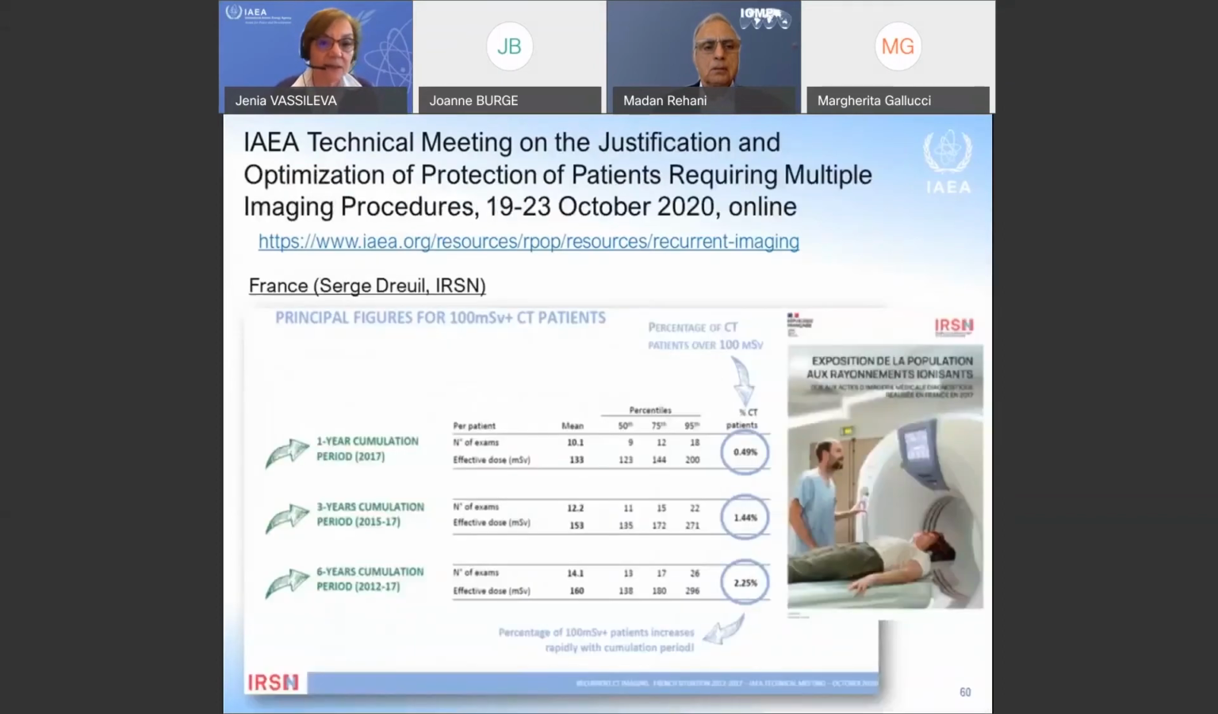In the second meeting we organized in October 2020, last year, we also invited participants to present their own data, and this slide shows data from France. They are published in the annual report of the French Radiation Protection Institute, available online. You can see that, depending on the years of accumulation, the percentage increases, from 0.49 with 1 year of accumulation up to 2.25% for a 6-year period.